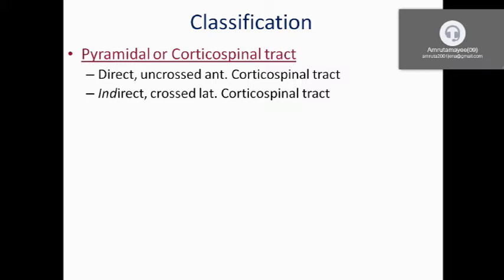So for pyramidal tracts you can see two classifications, direct or uncrossed and crossed. Uncrossed is called the anterior corticospinal tract, crossed is called the lateral corticospinal tract. So again we have seen the two classifications of pyramidal or corticospinal tract, that is anterior and lateral.